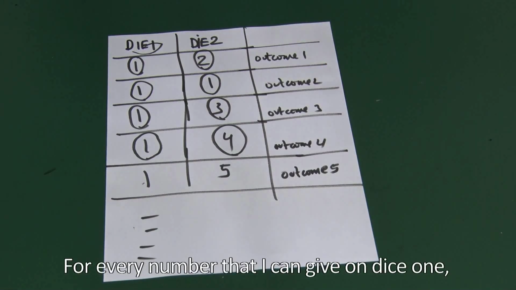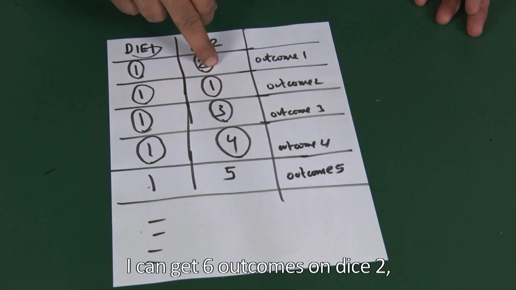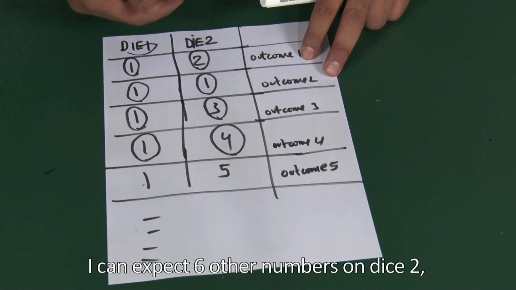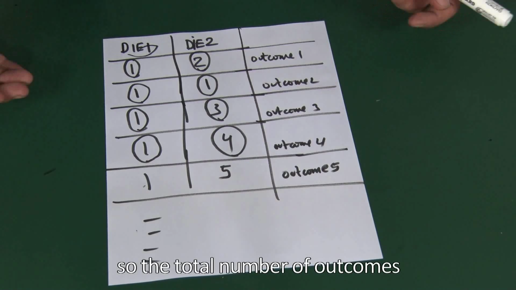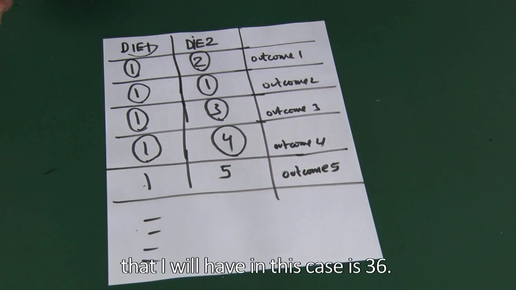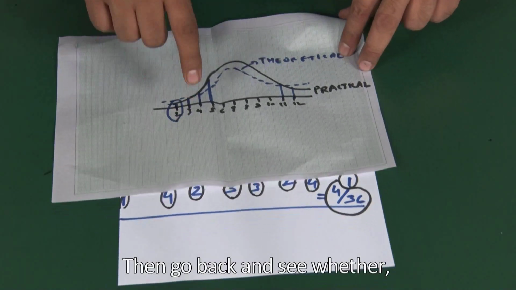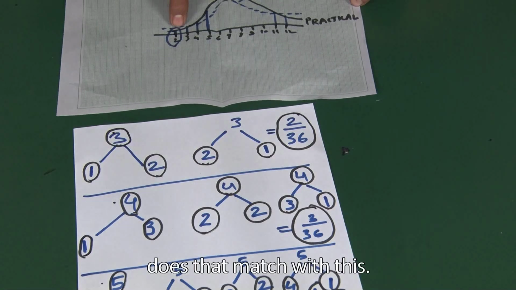For every number that I can get on die 1, I can get 6 numbers on die 2. That means for 6 numbers on die 1, I can expect 6 other numbers on die 2. So the total number of outcomes that I will have in this case is 36. Then go back and see whether what you predicted here, does that match with this?